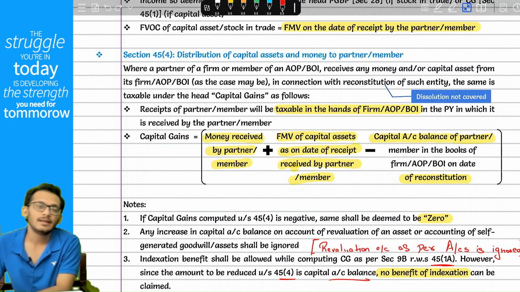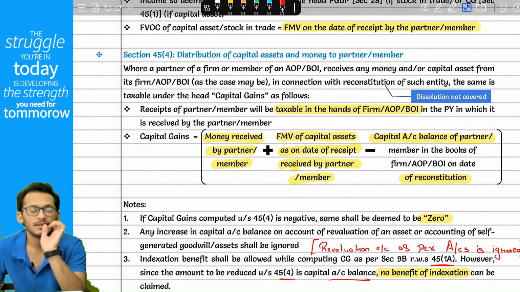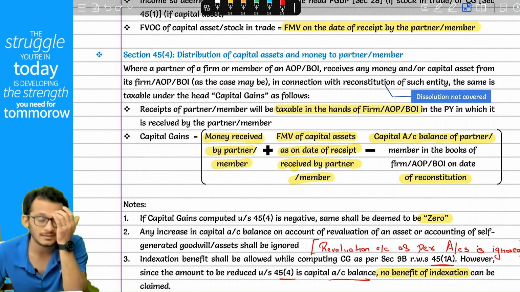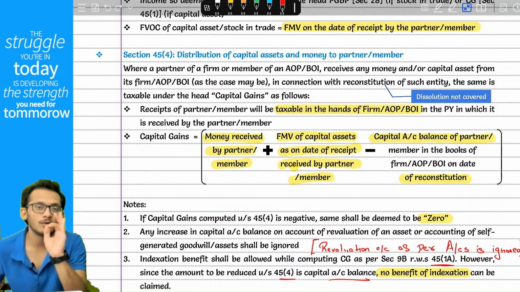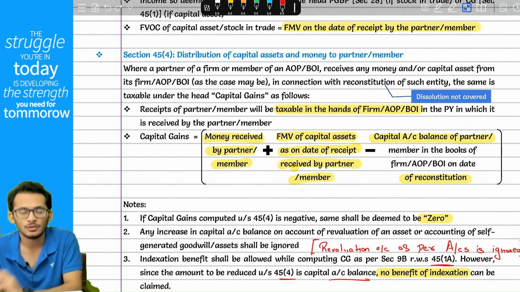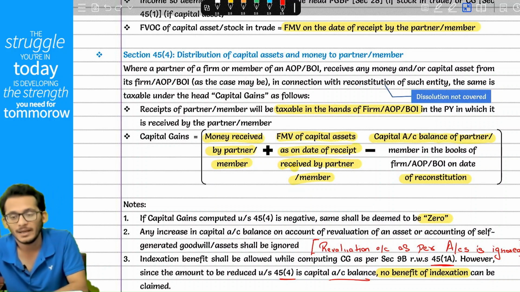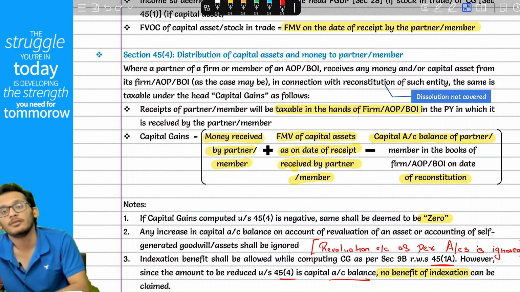In simple words, in case you are planning to give any assets to the partner under a reconstitution, step number 1 is to compute tax on that asset separately and find out the tax. Step number 2, in your books, account for the profit from the sale of the asset minus the tax into partners in their capital profit sharing ratio. Step number 3, now do this mechanism of money plus fair market value minus the revised capital balance. Yes, this is how you have to do your capital gains.